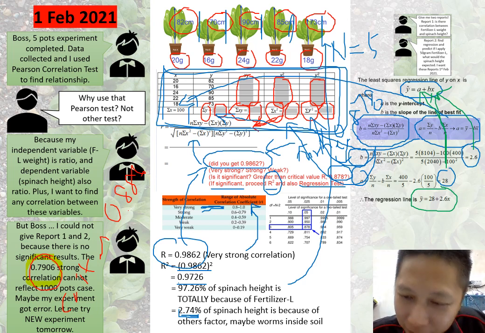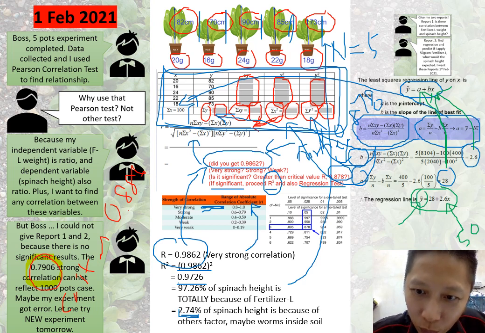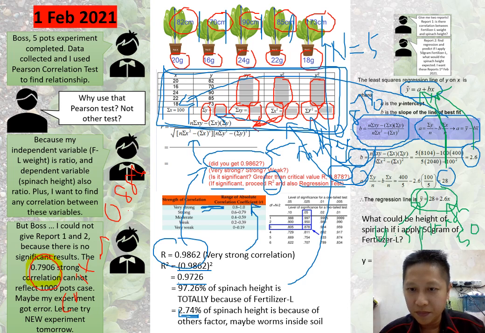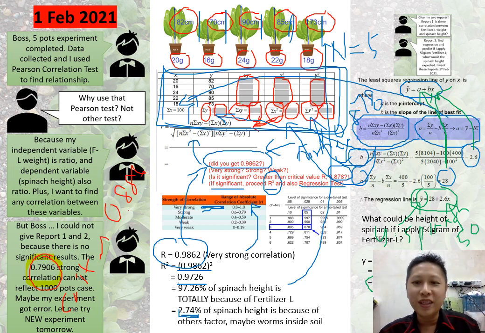So he wants 50 gram, no problem. We will plug in 50 gram into x, and then we will find what is the y. Y is the spinach height. Simplify the value, and then we get the height of the spinach plant expected to be 158 cm. This is only a theoretical calculation. We never see a spinach as tall as a human being, right?